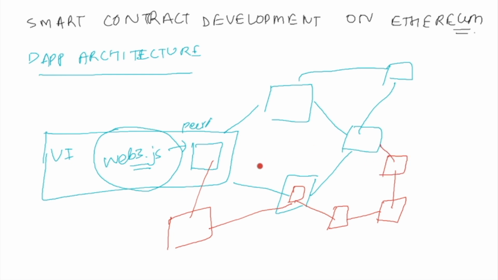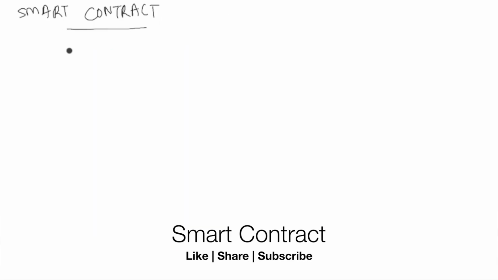So we can say that decentralized applications are always distributed in nature because everything is distributed over here. Now let's talk about smart contracts.